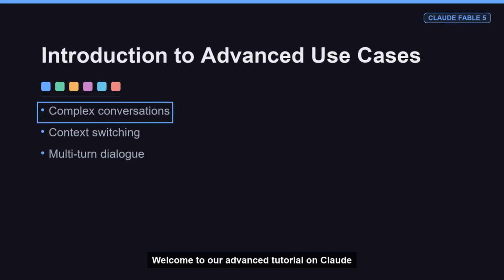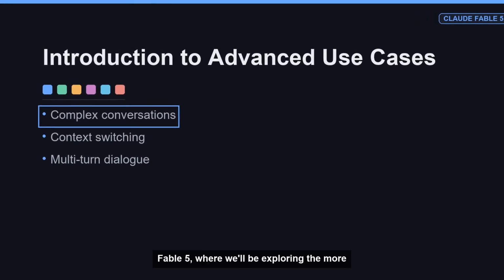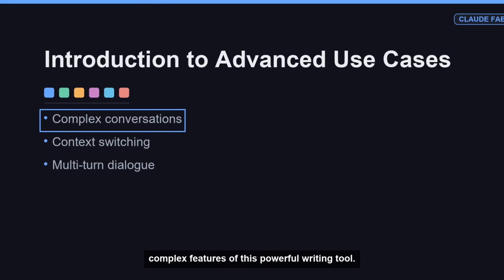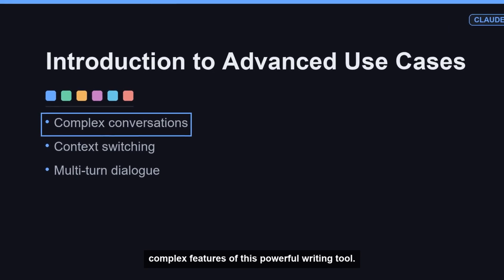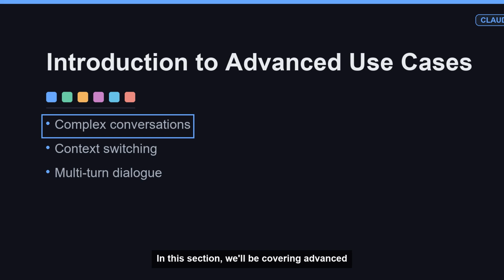Welcome to our advanced tutorial on Claude Fable 5, where we'll be exploring the more complex features of this powerful writing tool. In this section, we'll be covering advanced use cases that will help you take your storytelling to the next level. We'll start by introducing the key concepts of complex conversations, context switching, and multi-turn dialogue, and then dive deeper into how to implement these techniques in your writing.